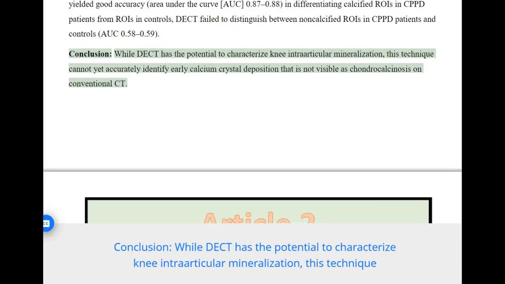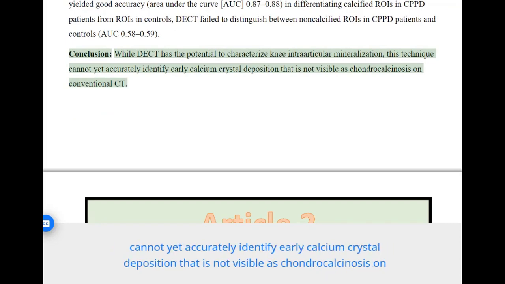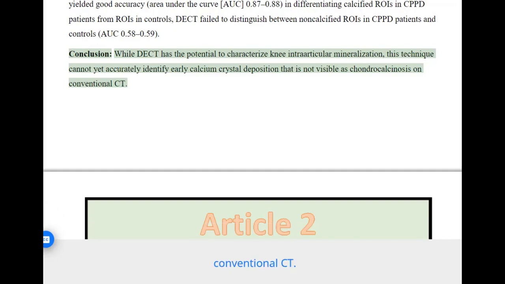Conclusion: while DECT has the potential to characterize knee intra-articular mineralization, this technique cannot yet accurately identify early calcium crystal deposition that is not visible as chondrocalcinosis on conventional CT.